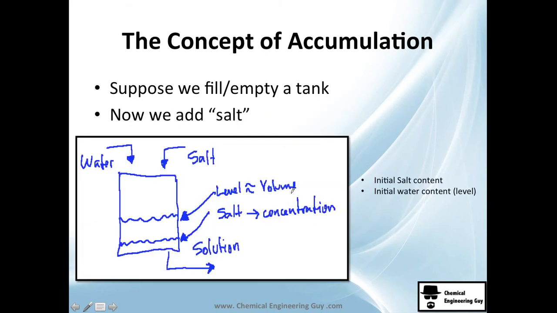Now, before we've seen only one component, but we're going to see what happens when we have two components. We're going to do the same. We're going to fill and we're going to empty a tank with salt and water. So we put water and we put salt. We are going to have an initial level of volume of the solution. So we have already water inside and salt inside. Therefore, we have a concentration of salt here.